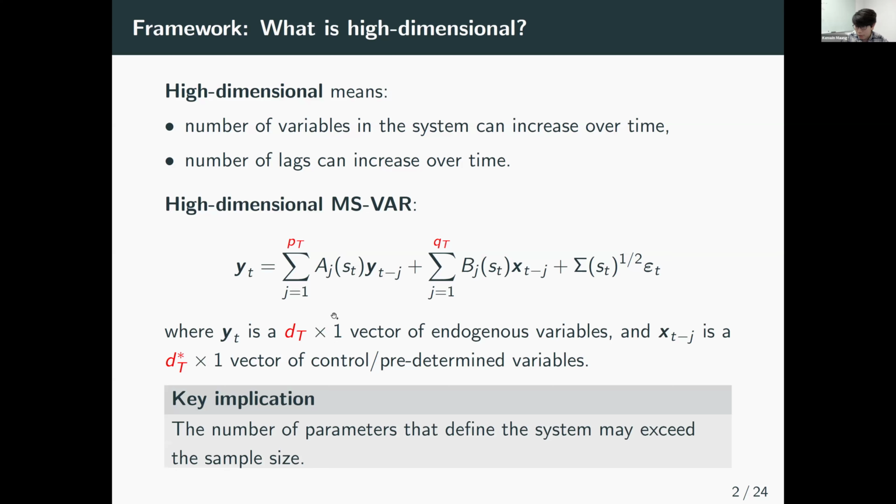But the estimation of this model might not be that straightforward because the number of parameters that define the system would, as it goes to infinity, definitely exceed the sample size. So how do we deal with such a situation? That's the question that I'm asking here.